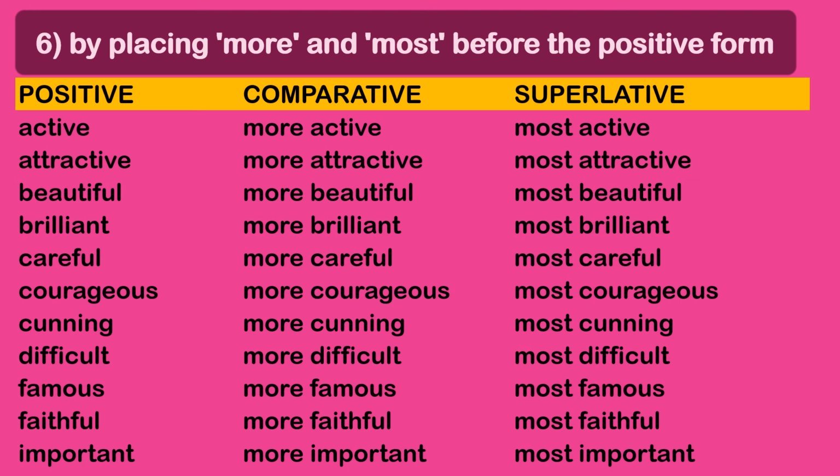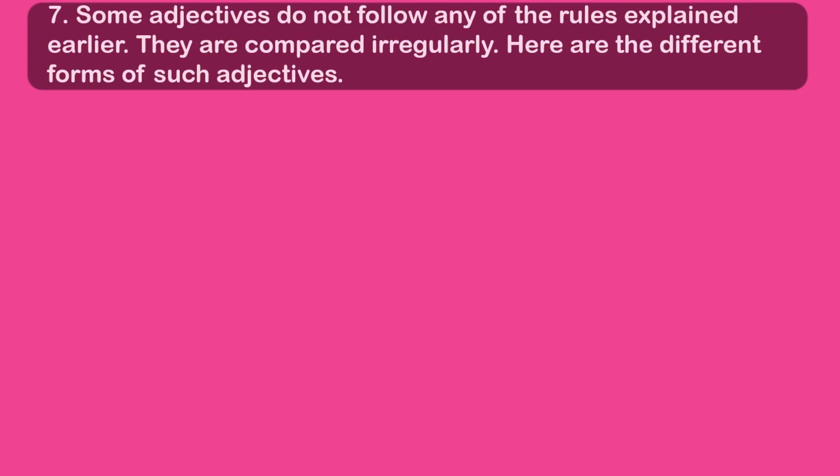Active, more active, most active. You will not write activer or activest. Getting it? Attractive, more attractive, most attractive. Same, beautiful, more beautiful, most beautiful. Brilliant, more brilliant, most brilliant. Careful, courageous, cunning, difficult, famous, faithful, important. Just try to pronounce all these words and try to find out how many syllables are there. I will ask you in the team session. So just try to find how many syllables are there in a single word.